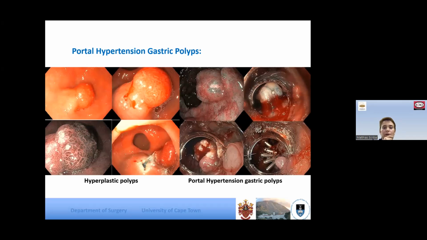Again, on the left, a nice, beautiful, easy polypectomy, and then compare it to the right. When you take off one associated with portal hypertension, it's messy, they bleed, and you pop on quite a few clips. Not the nicest outing, not something I can recommend. I would rather send this patient to the liver team and get on top of the portal hypertension.